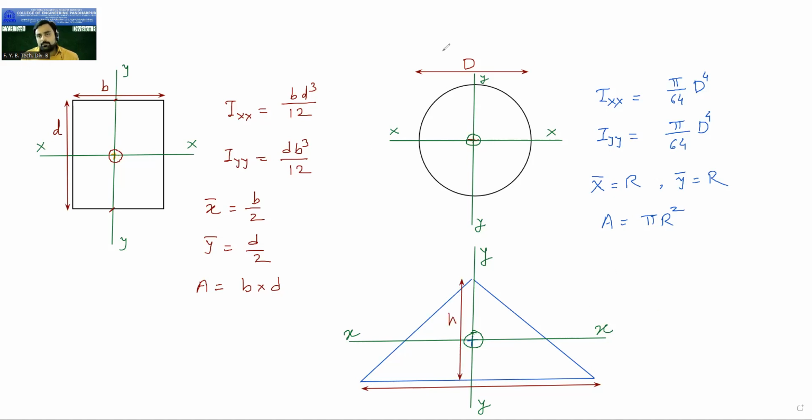So the formula for the triangle: Ixx is equal to b h cube by 36, and Iyy is equal to h b cube by 48.